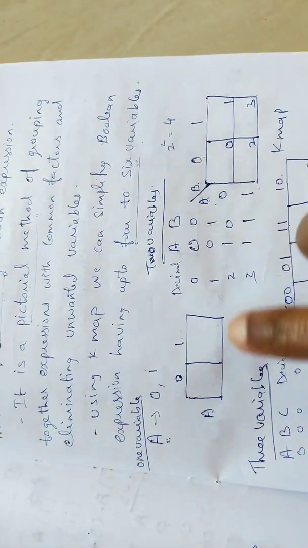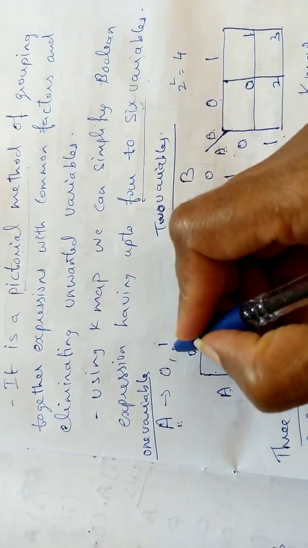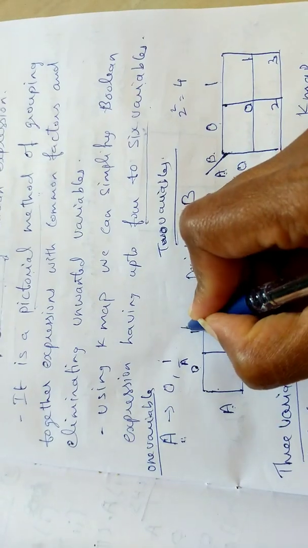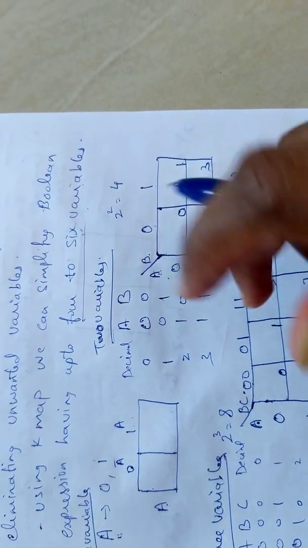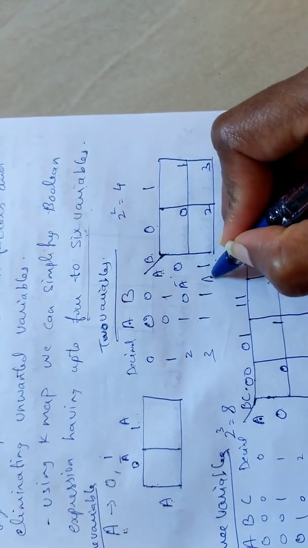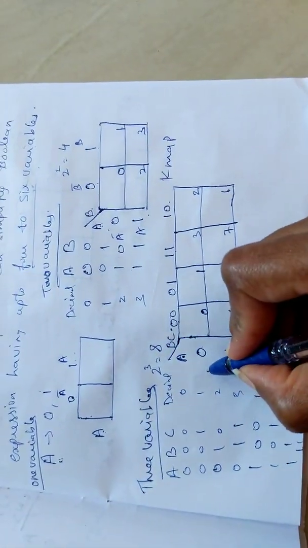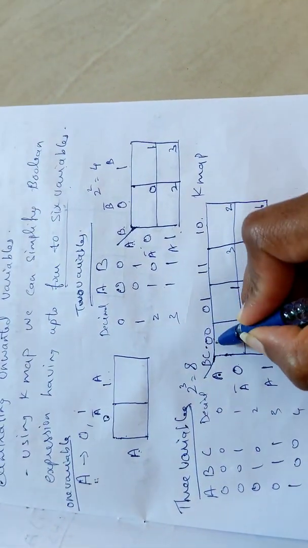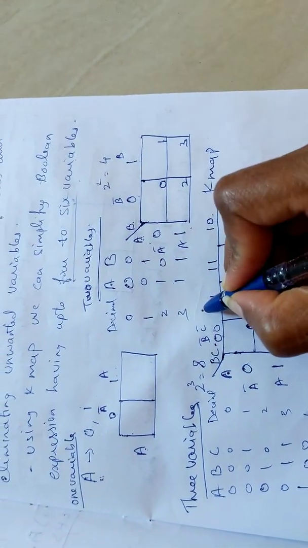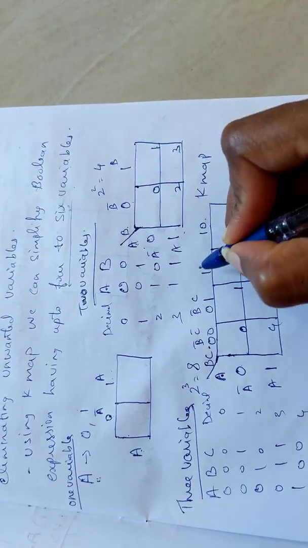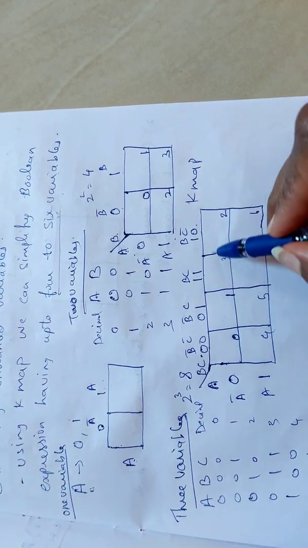Do you remember this one? With one variable, this is your A dash and this is your A. In that way we have to represent it. If it is a two variable, this is your A dash, A, and this will be your B dash, B. For three variables, this is B dash C dash, B dash C, BC, and this will be BC dash. In this way the combinations will come.